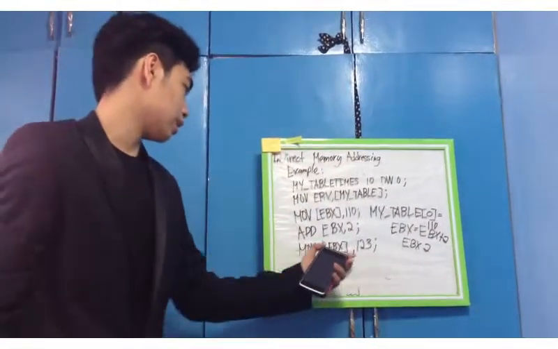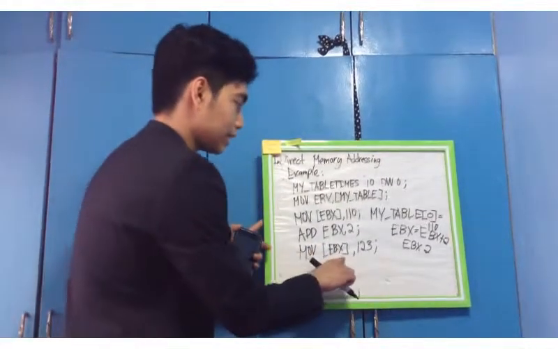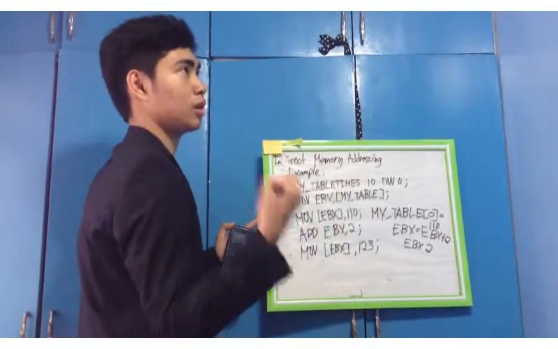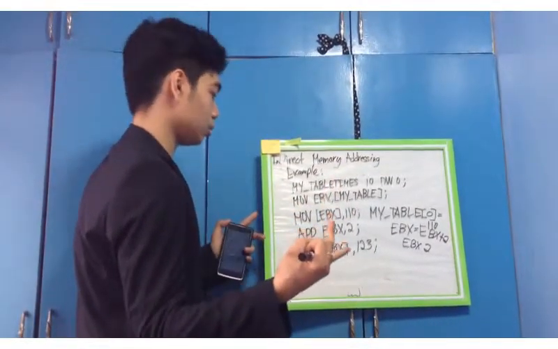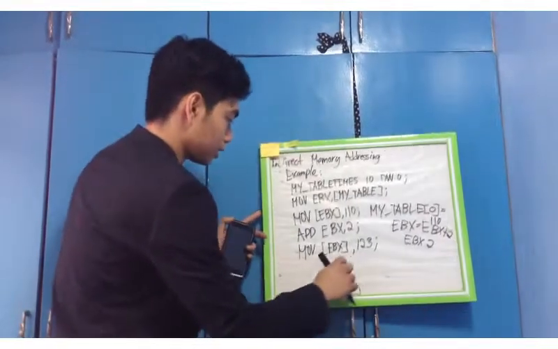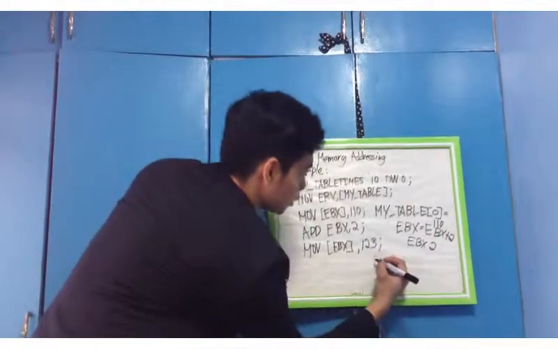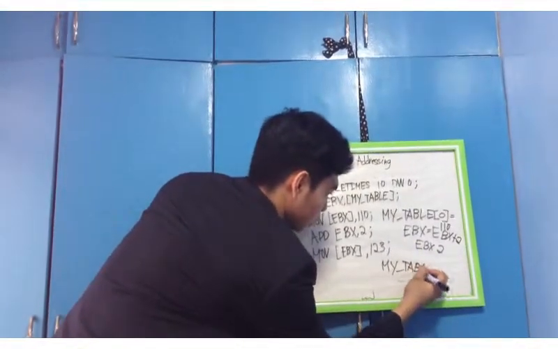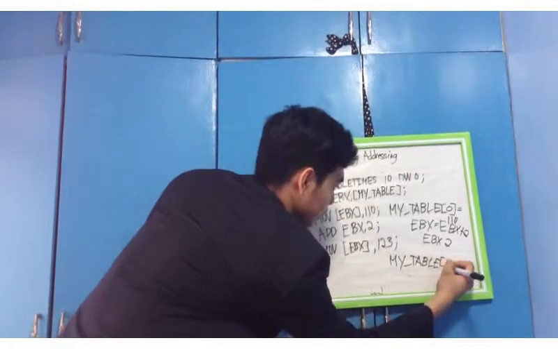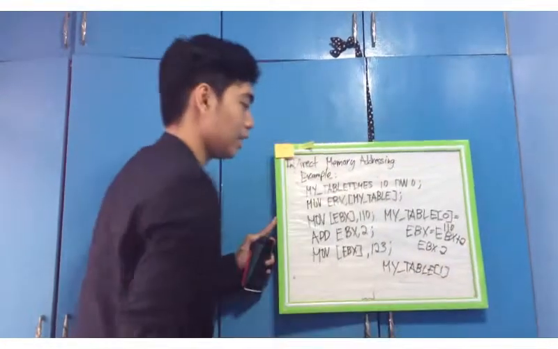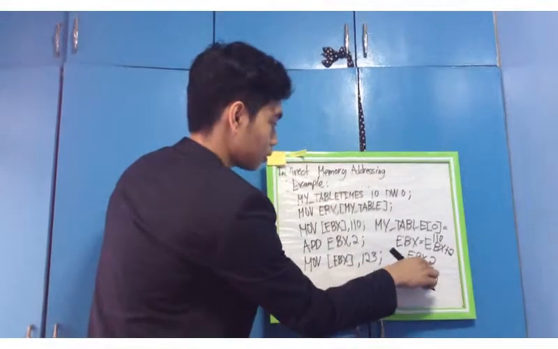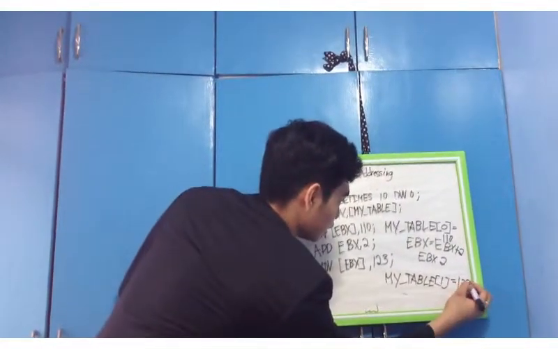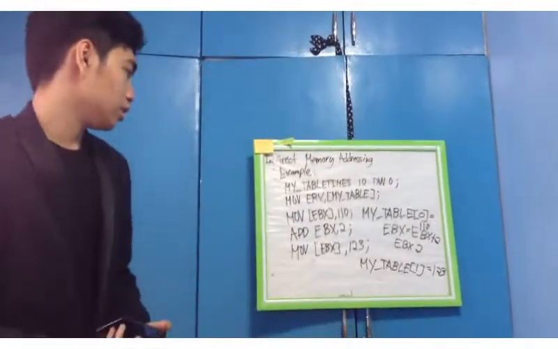Move EBX 123. So, EBX natin. Kung magbibilang tayo sa array, ang 0 at 1, ang magiging value ay 2. So, ang magiging value ng may table, index 1. Kasi mabibilang ang 0. So, kaya 2 to. Equals to 123. So, ganyan lang mag-declare.